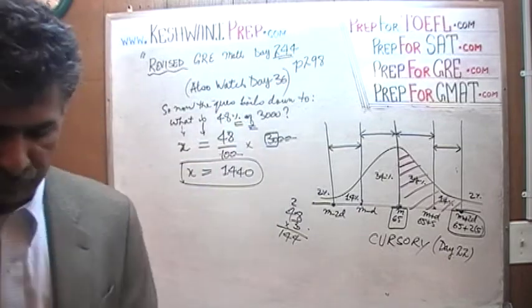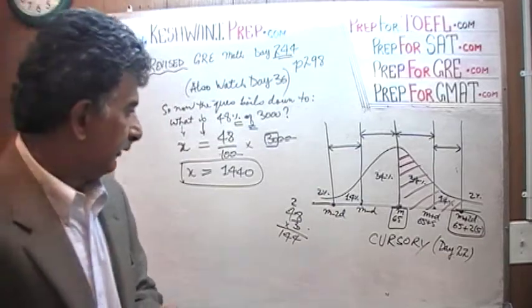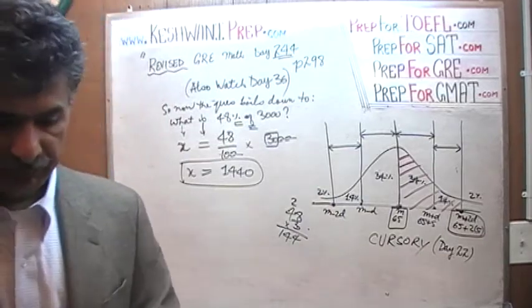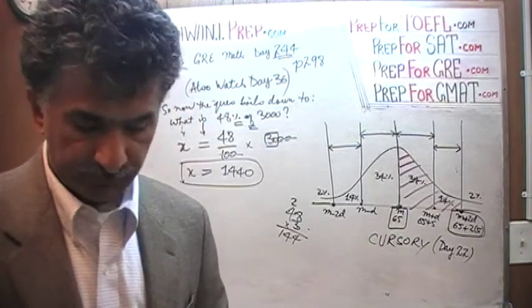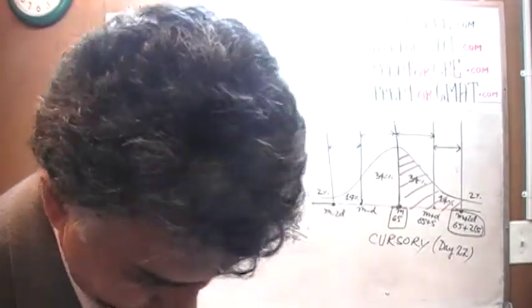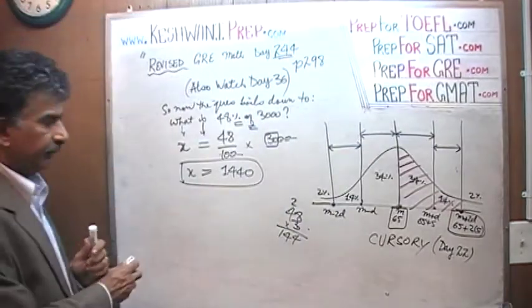How many observations out of the 3000 observations will fall between 65 and 75? The answer is about 48% of the observations, which turns out to be 1440. Let's do part B, shall we? Let's do part B. That's it, we're done with this thing.